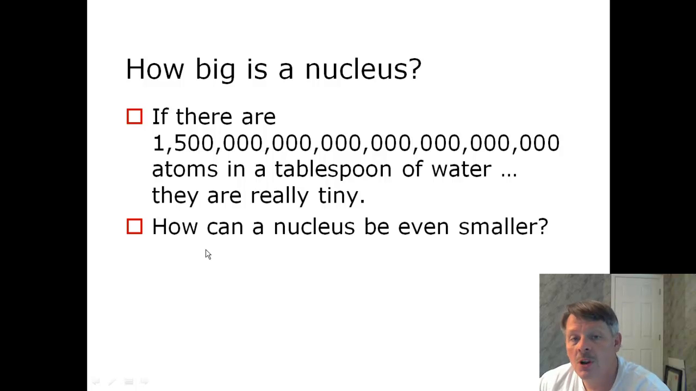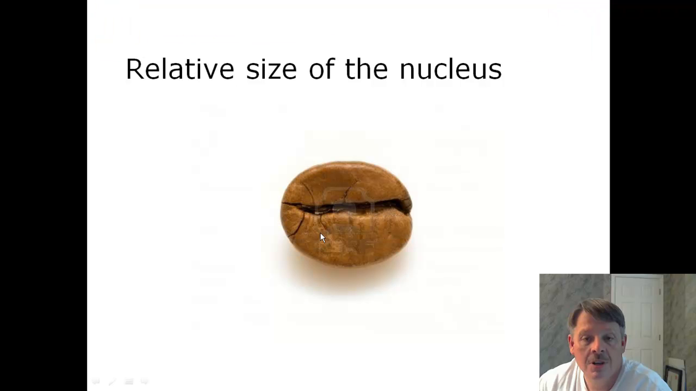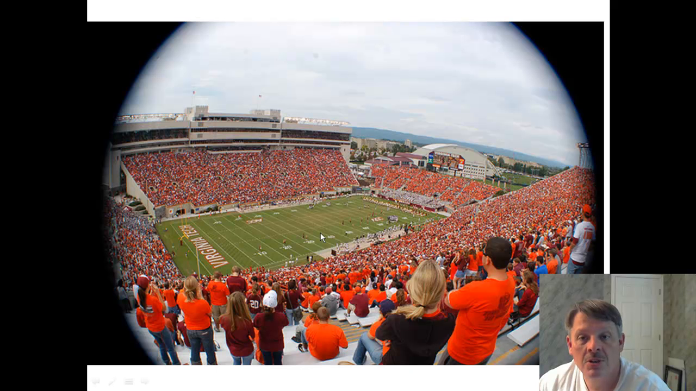All right. If there are that many atoms in a tablespoonful of water, they're really tiny. And how can a nucleus be even smaller? Well, it really is. So here's my concept. You're at Lane Stadium in Blacksburg, watching a Virginia Tech game. Sorry, you UVA fans, that's the way it goes. Right? You're up in the nosebleed section in the east stands, okay? And you look all the way down with a pair of binoculars to the 50-yard line. Well, you're going to need more than a pair of binoculars. But what you're looking for on the 50-yard line is a coffee bean. You're looking for one single coffee bean sitting on the 50-yard line. And remember, you're up in the nosebleed section, way up in the east stands.